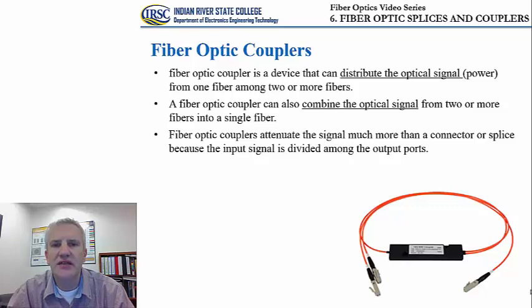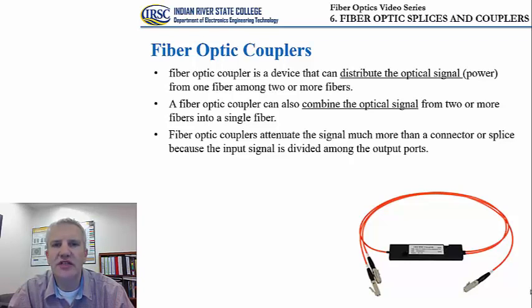We are talking about a device that can distribute the optical signal or power from one fiber among two or more fibers. A fiber optic coupler can also combine the optical signal from two or more fibers into a single fiber. So we can have either a combiner or a splitter, which are two specific applications of a coupler. Fiber optic couplers attenuate the signal much more than a connector or splice, because the input signal is divided among the output ports. So that's also important to recognize.